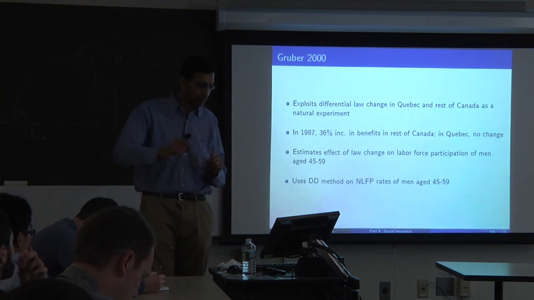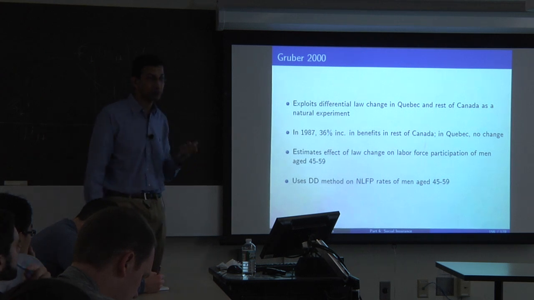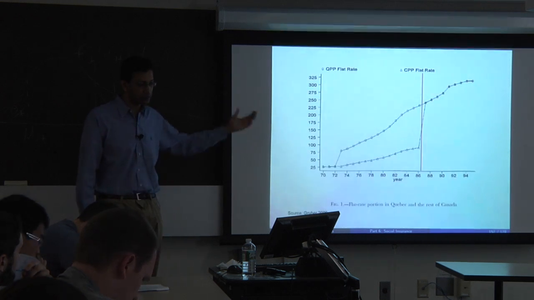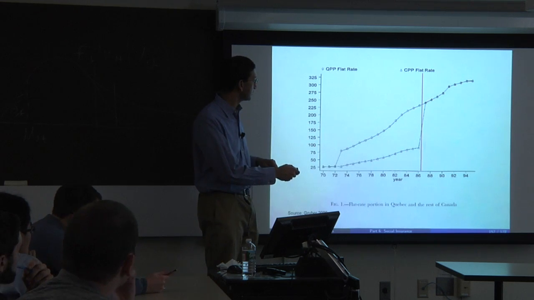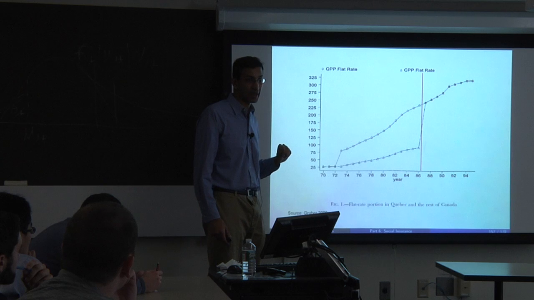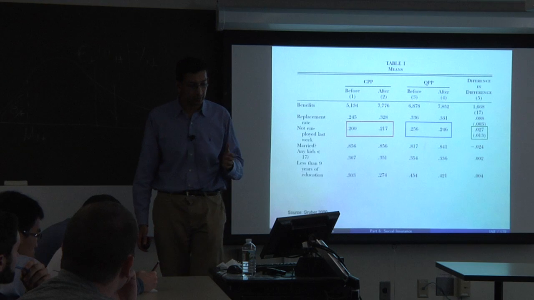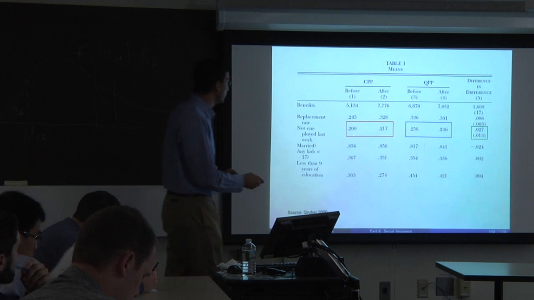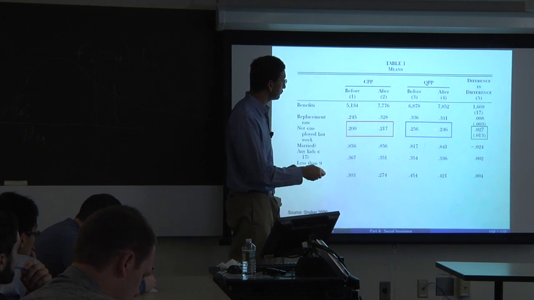Gruber uses that quasi-experiment to estimate the effect of the law change on labor force participation of men 45 to 59. And so this is a graph of the first stage. You see the sharp rise in benefits for the rest of Canada relative to Quebec. What Gruber then does is the diff and diff table of non-employment rates in the rest of Canada before versus after, in Quebec before versus after.